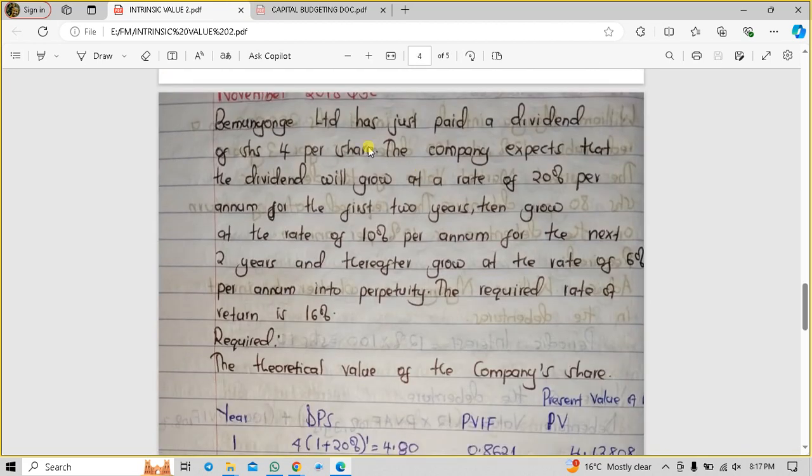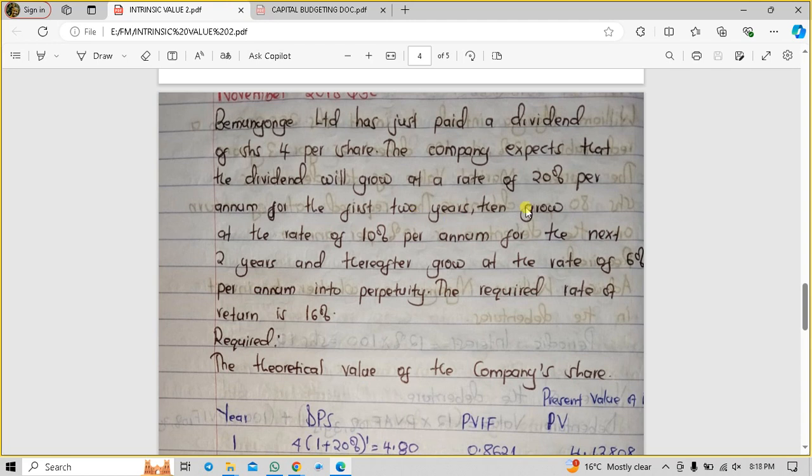So Bemunyonga Limited has just paid a dividend of 4 shillings per share. The company expects that the dividend will grow at the rate of 20% per annum for the first 2 years. So first 2 years, 20%.